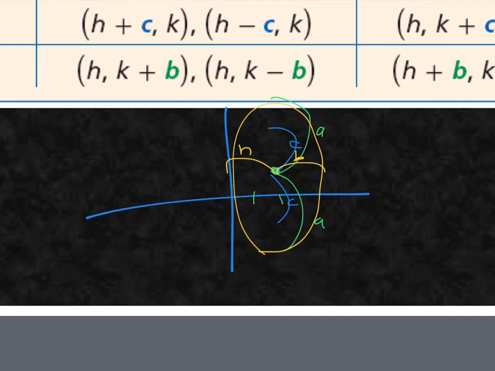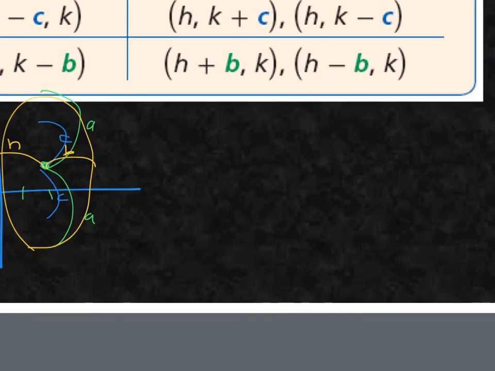So wherever the center is, you want to establish where your center is, obviously, at some point, based on the information they'll give you, which we'll do a couple of examples. You want to know, is it vertical or horizontal? If it's vertical, then I know I'm going from my center up a and down a to get the vertices, up c and down c to get the foci, and right b and left b to get my co-vertices.